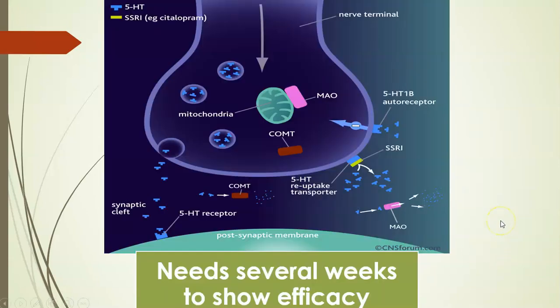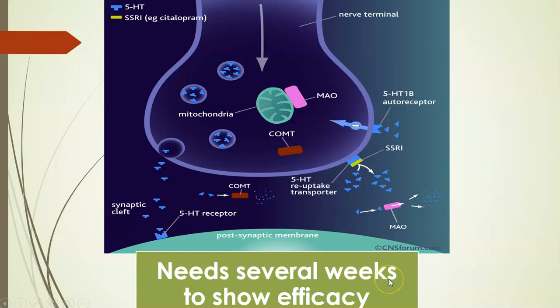All SSRIs have similar mechanisms of action in that they block the reuptake of serotonin. How it does this is that when serotonin is released into the synaptic cleft, it is taken back up by the 5-HT reuptake transporter so that it can be recycled by the presynaptic neurons. When you block the reuptake transporter, you're essentially increasing the concentration of serotonin in the synaptic cleft, so that you have more serotonin to bind to the 5-HT receptors on the postsynaptic membrane.